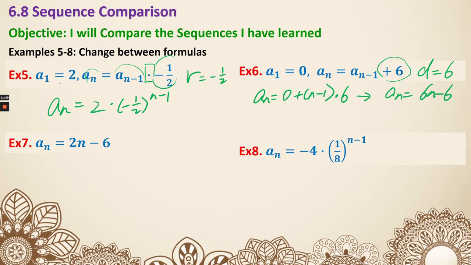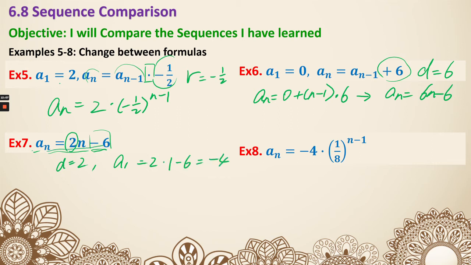Next, example 7. I can easily identify, remember, in the table, we said d is next to the n. This whole thing doesn't have any exponents, so of course that's not going to be geometric. It's got to be arithmetic. And the number in front of n is going to be our d, which is 2. Something to be very careful with: you can't just think this negative 6 is your a sub 1. If you think about the previous few examples, this negative 6 is basically our a sub 0. So if you want to find a sub 1, you need to plug in 1 for n. 2 times 1 minus 6, which is negative 4.